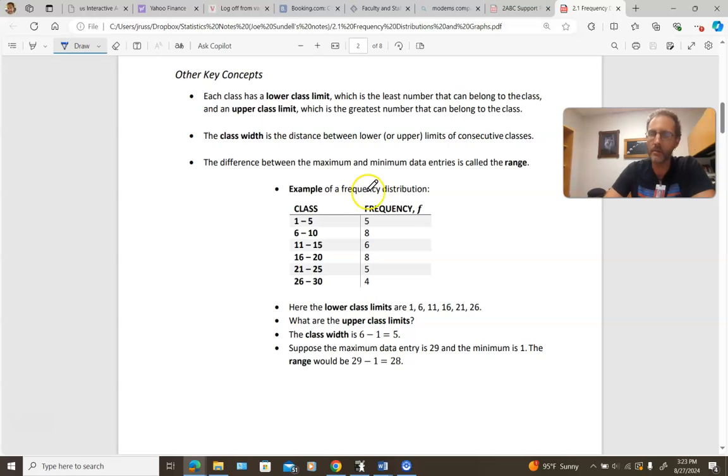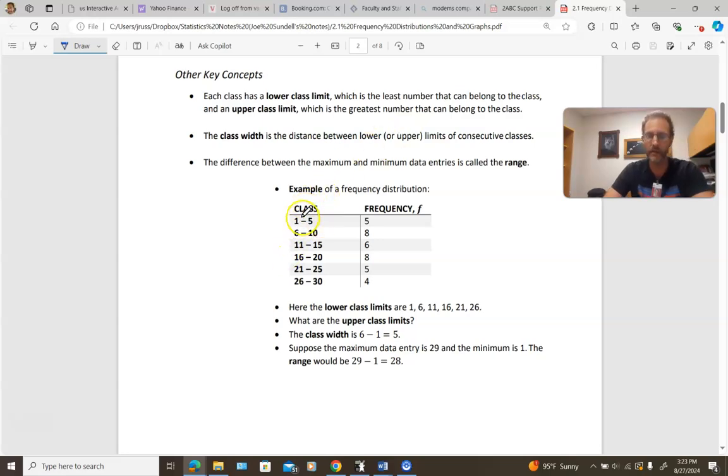Okay, so some other terms that we're going to look at. Each class, because it is an interval, is going to have a lower class limit, okay, which is the least number that can belong to that class. And similarly, it's also going to have an upper class limit. And then the class width is going to be the distance between the consecutive lower limits of two consecutive classes, or you could use the upper limits.